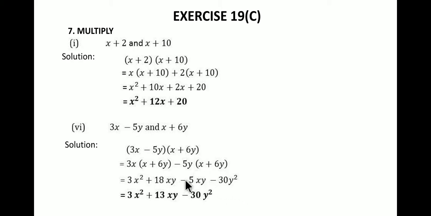Now these are the two like terms which can be simplified. Different signs, so we subtract: 18 minus 5 is 13xy, and the remaining terms remain as they are, 3x squared and minus 30y squared. So your overall answer is 3x squared plus 13xy minus 30y squared. I hope it's clear.